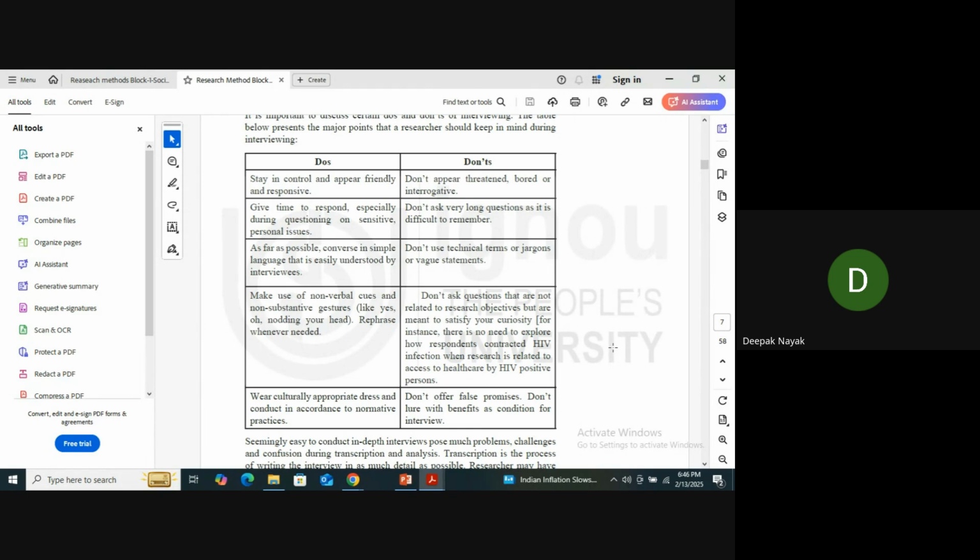You should appear friendly, otherwise people will not disclose or express their experiences and feelings. So you have to be friendly. You have to do rapport building prior to your questioning. So you need to have these things as do's. Then the don'ts, against that: you don't appear threatened or bored or interrogative.